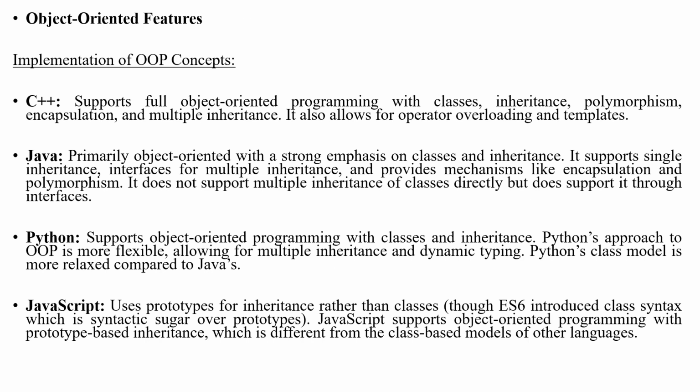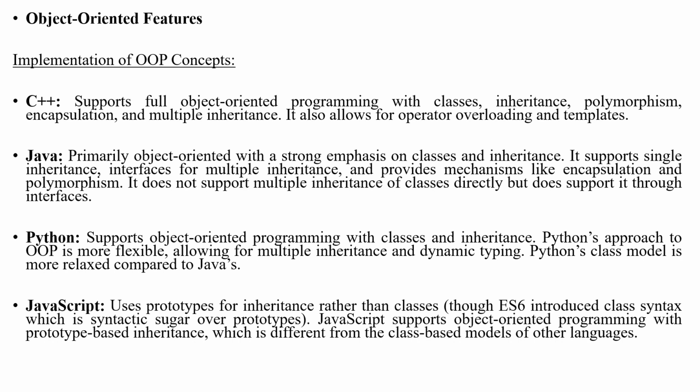Object-oriented features, implementation of OOP concepts. C++ supports full object-oriented programming with classes, inheritance, polymorphism, encapsulation, and multiple inheritance. Java is primarily object-oriented with a strong emphasis on classes and inheritance. It supports single inheritance, interfaces for multiple inheritance, and provides mechanisms like encapsulation and polymorphism.